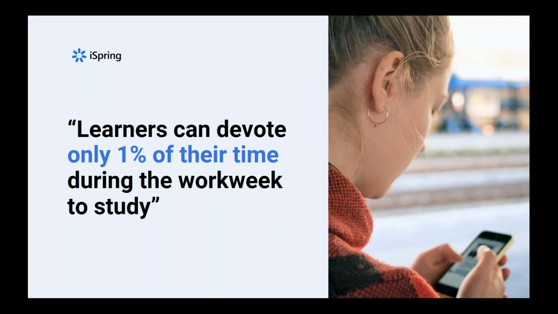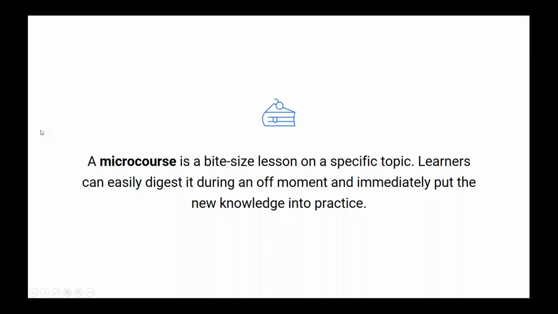Before we begin, let's briefly talk about the definition of microlearning and how it can help you improve the education process in your company. Here is our understanding of what a microcourse is. A microcourse is a short-term learning activity on a specific, usually narrow topic. Learners can easily digest it during an off moment and immediately put the new knowledge into practice. In other words, after completing a microcourse, learners will gain a particular skill that they can start using right away.